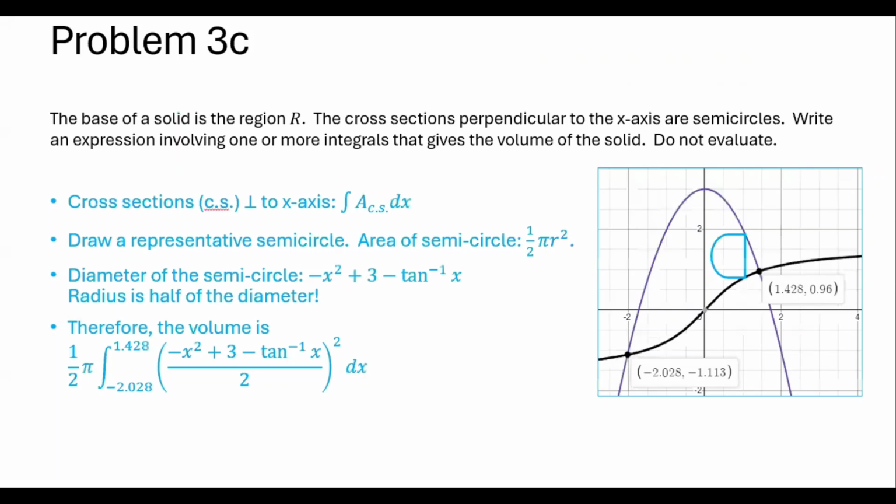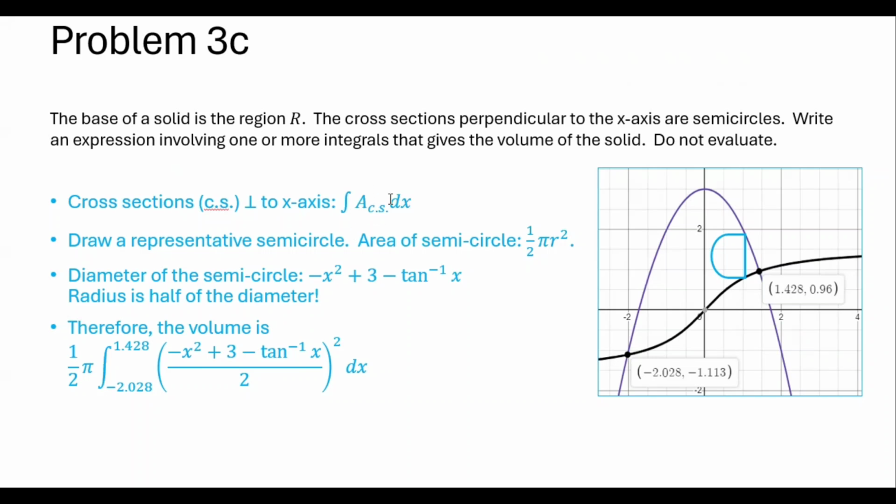All right, part C. Okay, the base of a solid is the region R. The cross sections perpendicular to the x-axis are semicircles. Write an expression involving one or more integrals that gives the volume of the solid. Do not evaluate. Okay, so the way to do these is perpendicular to the x-axis. So we're going to probably want to set up our integral in terms of x or dx. So it's area of the cross-section, CS, times dx.